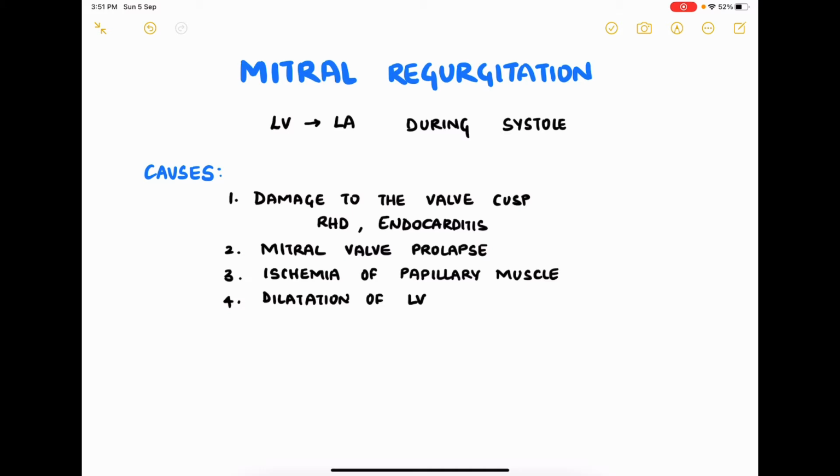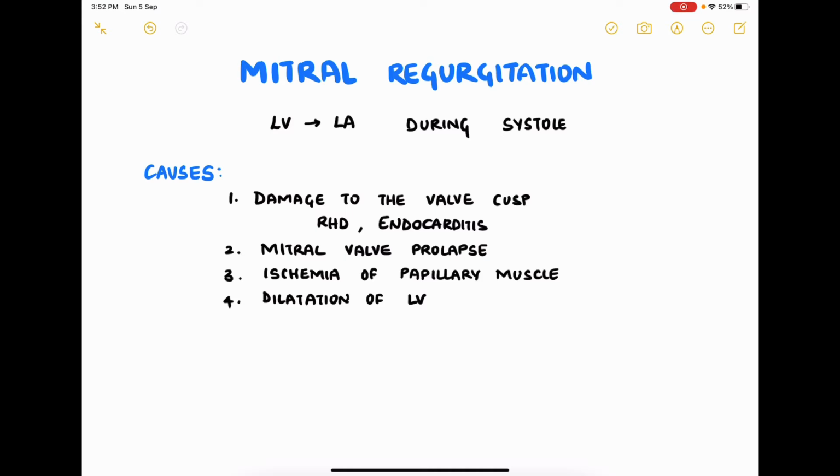Mitral valve prolapse and ischemia of papillary muscle. This causes mitral regurgitation, and the reason for this is that the chordae tendineae and the papillary muscles hold the cusps down and prevent it from going into the left atria, and thus it prevents regurgitation. But when this apparatus has been damaged, then the valves cannot approximate properly and thus it will lead to regurgitation.